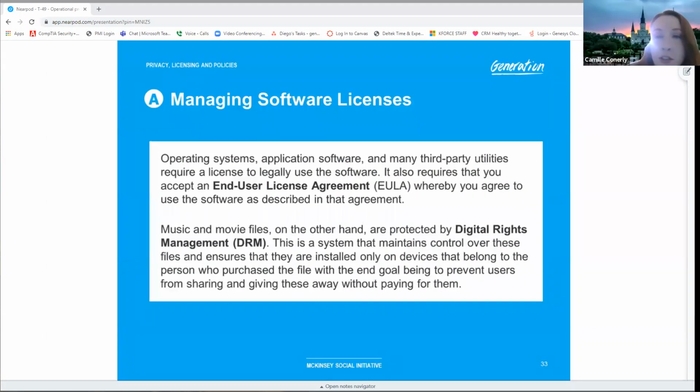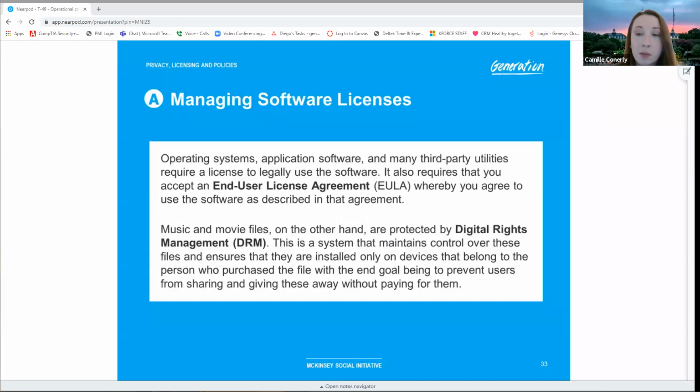All right, managing software licenses. Operating systems, application software, and many third-party utilities require a license to legally use the software. It also requires that you accept an end user license agreement, EULA, whereby you agree to use the software as described in that agreement. Music and movie files, on the other hand, are protected by digital rights management, DRM.